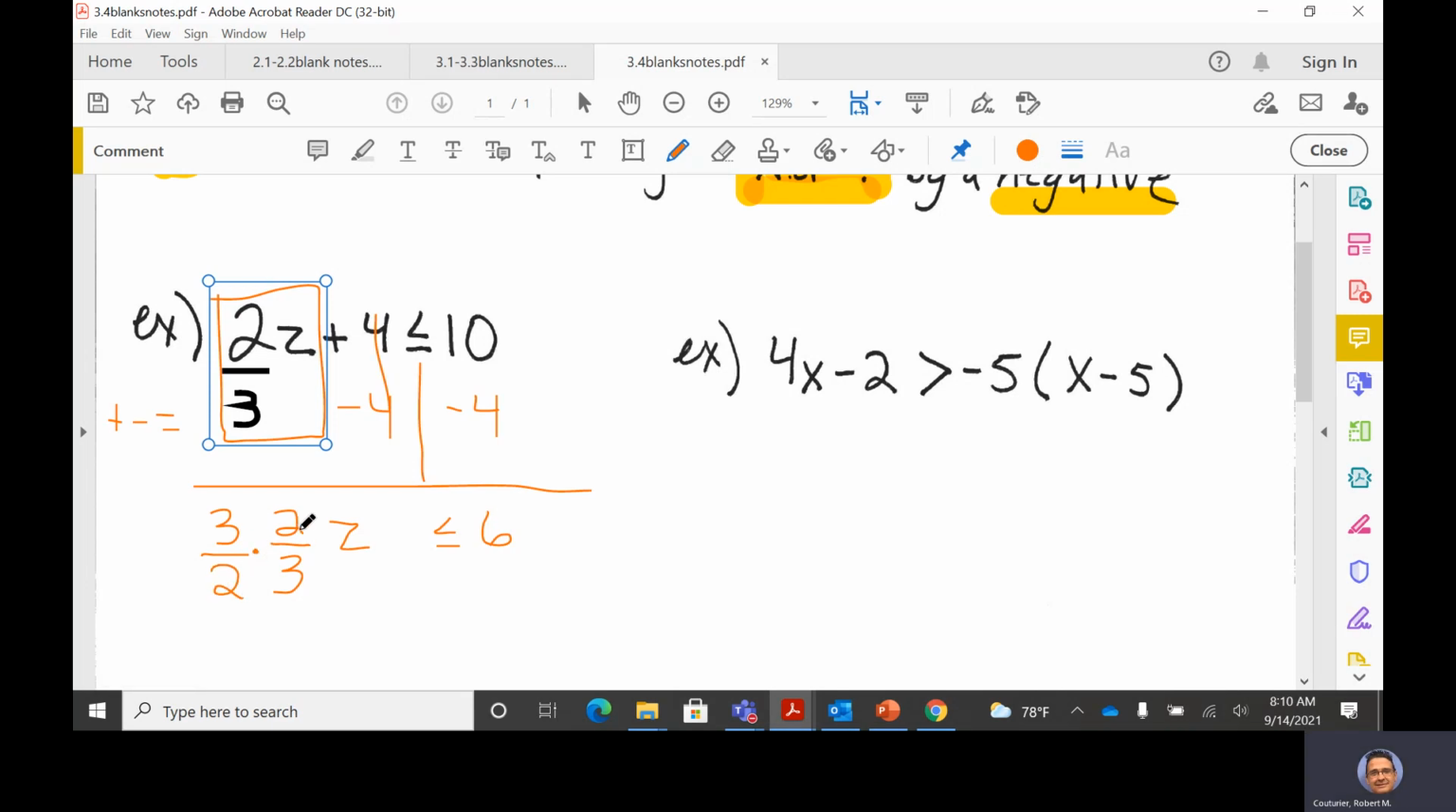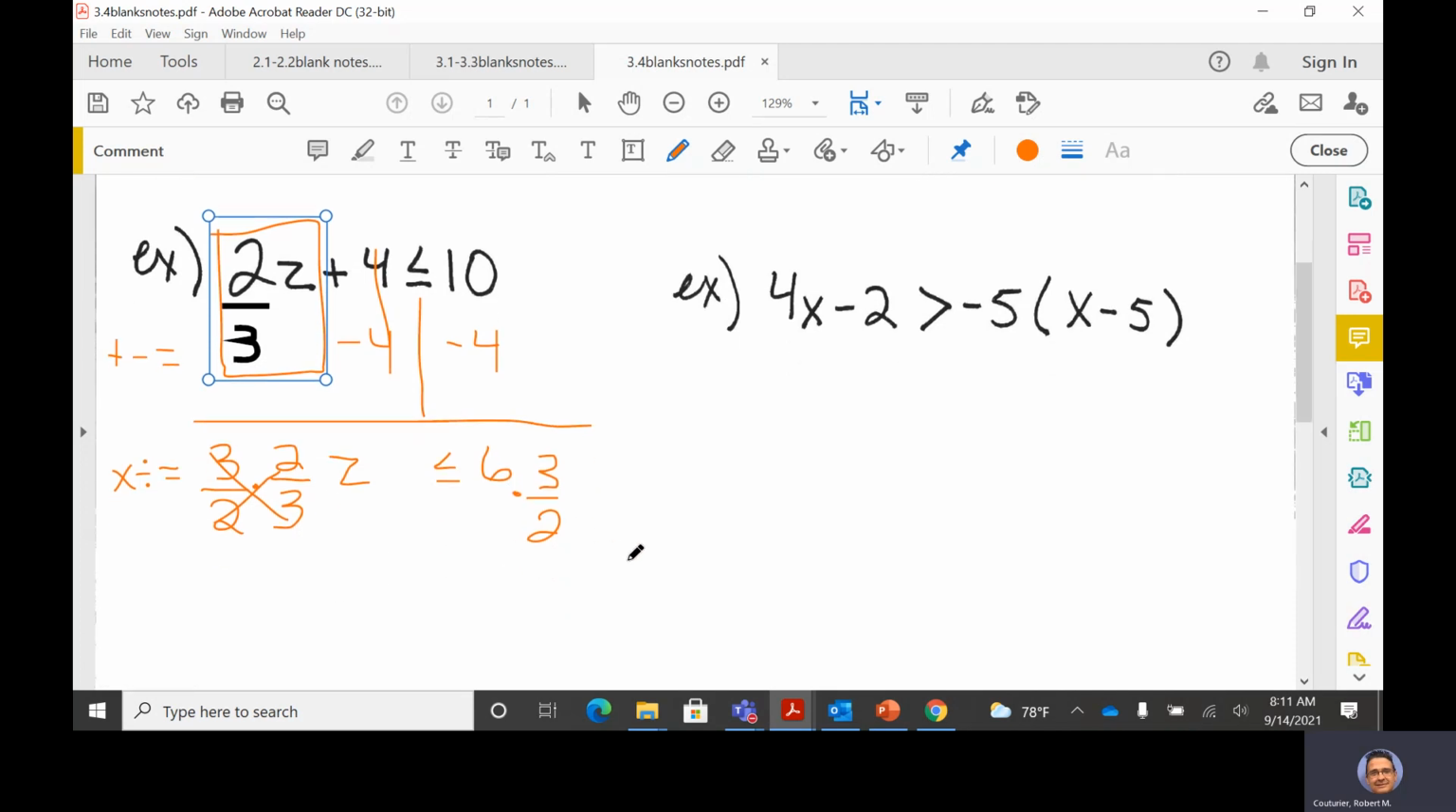Right? Because if we multiply this, 2 times 3 is 6, 3 times 2 is 6, 6 over 6 is 1. So they cancel. This was the multiplication or division property of equality. If I'm going to do it to one side, I have to do it to this side too. 3 over 2.